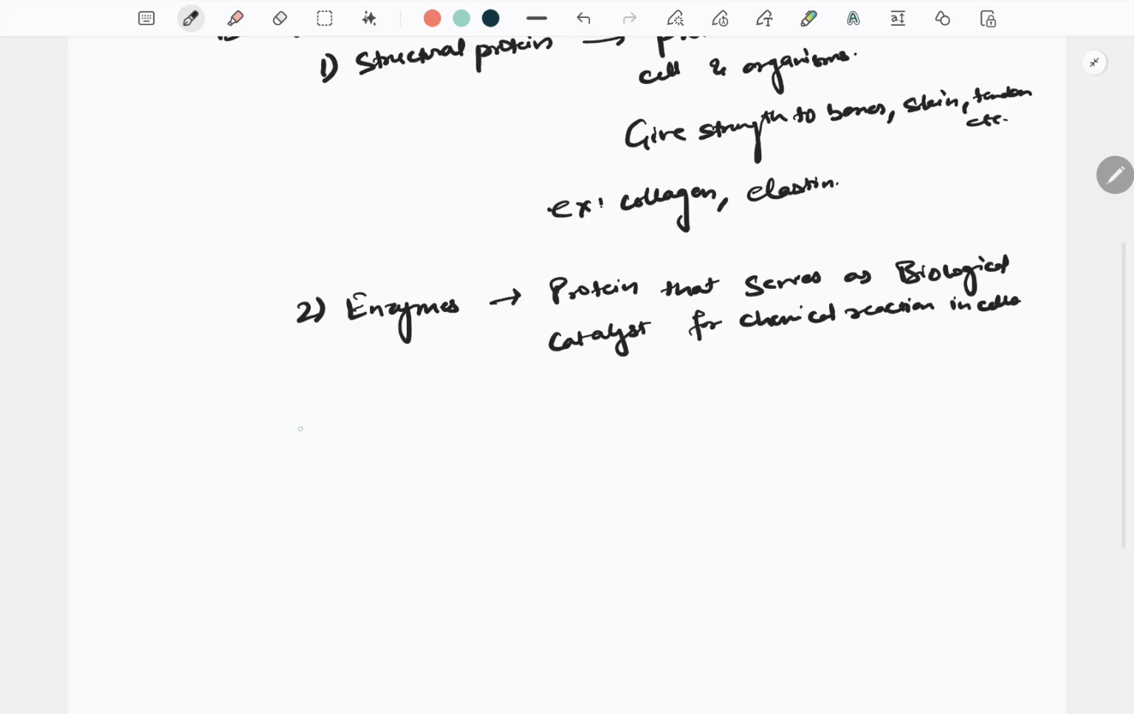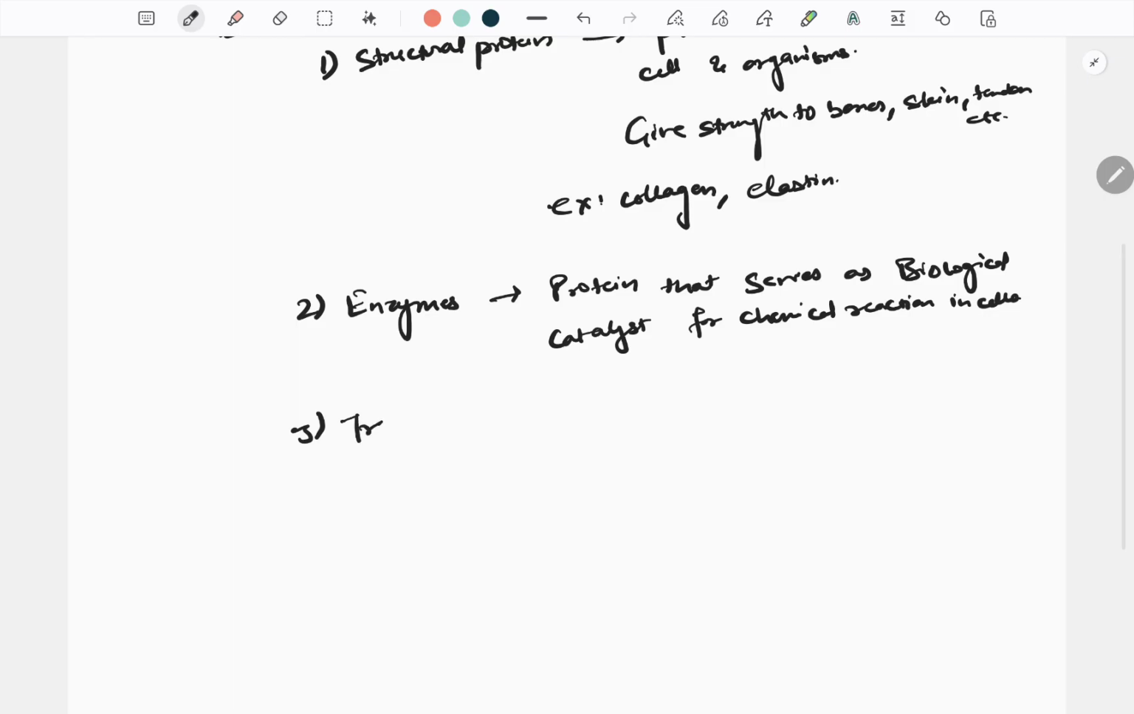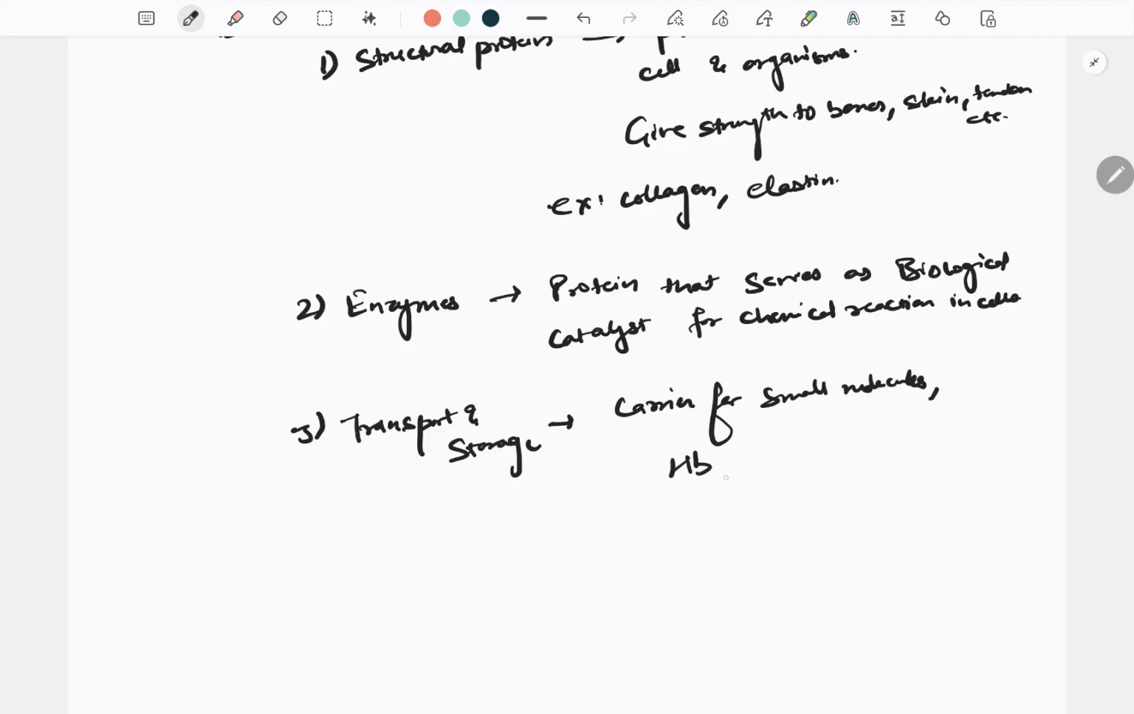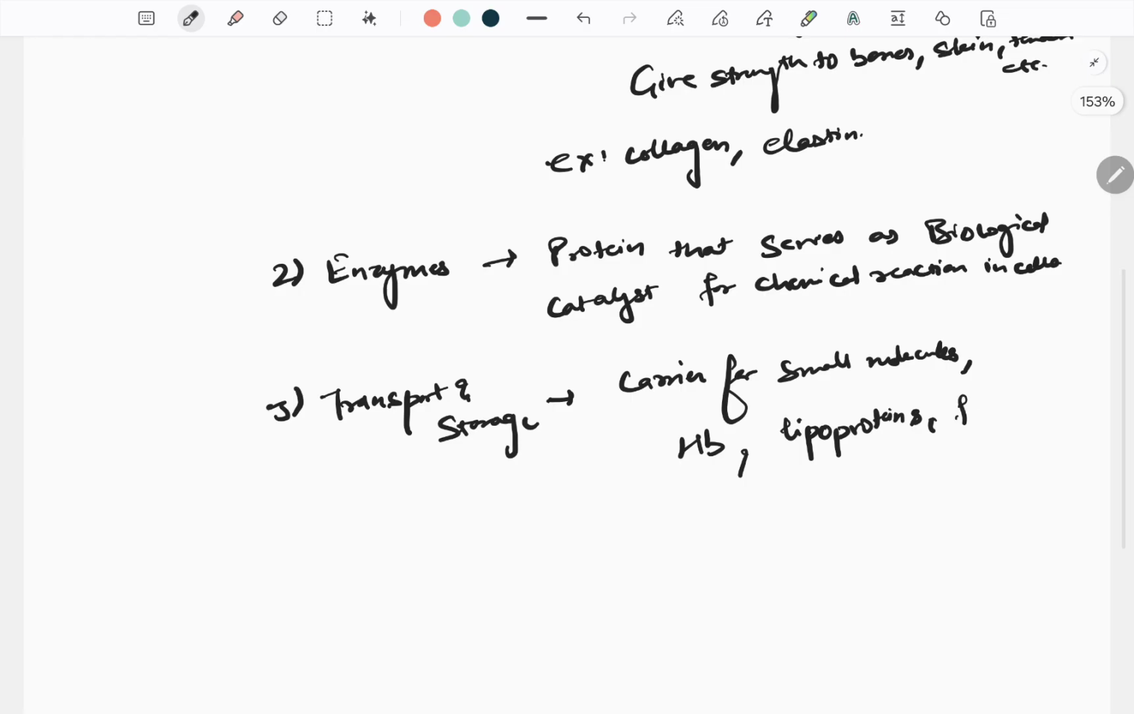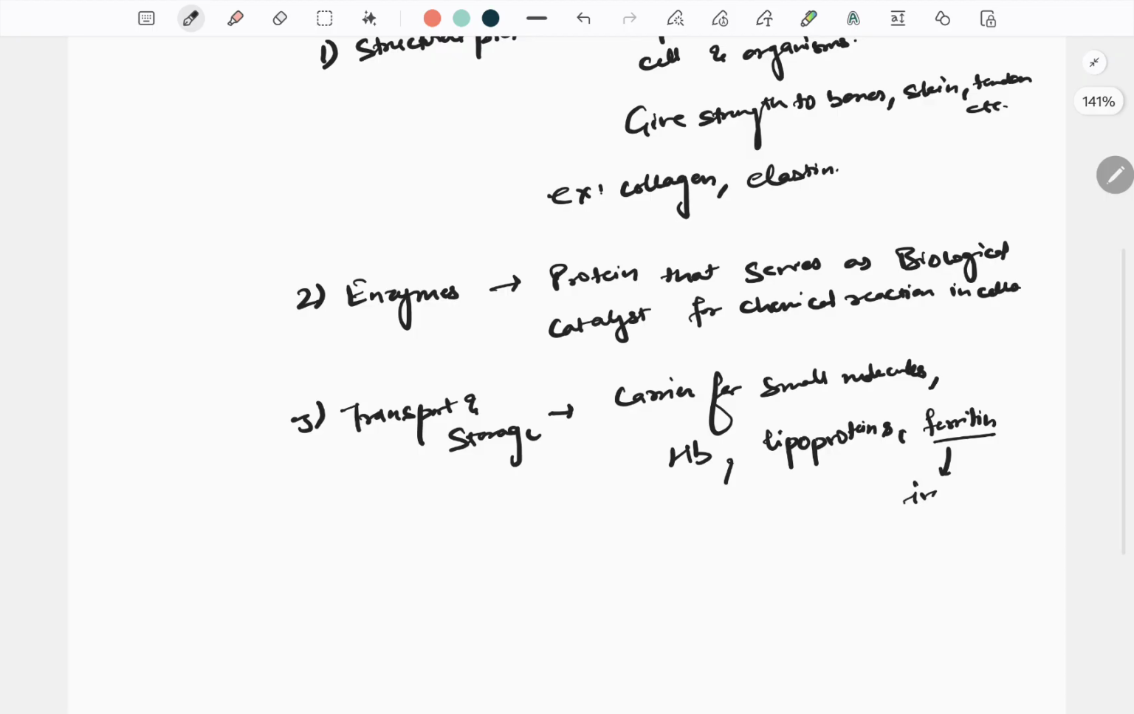Okay, the third type of proteins are transport and storage ones. So these are basically our Amazon or Flipkart. Okay, so these are carrier for small molecules. So for example, these are hemoglobin, right? These are lipoproteins or ferritin. Ferritin, which transport iron in liver.